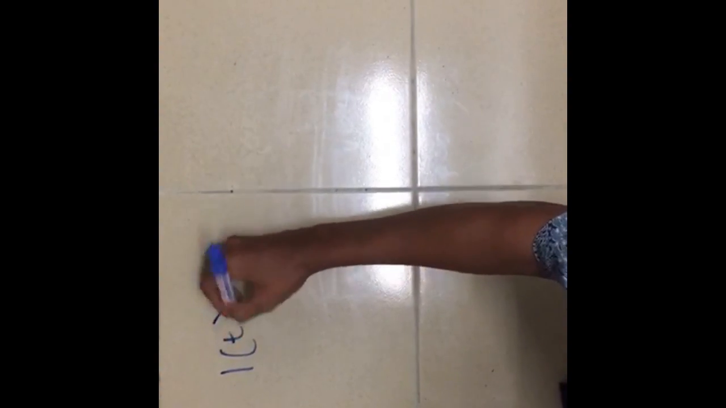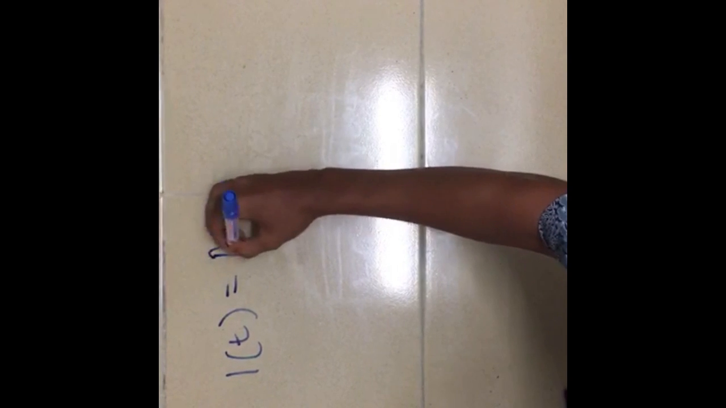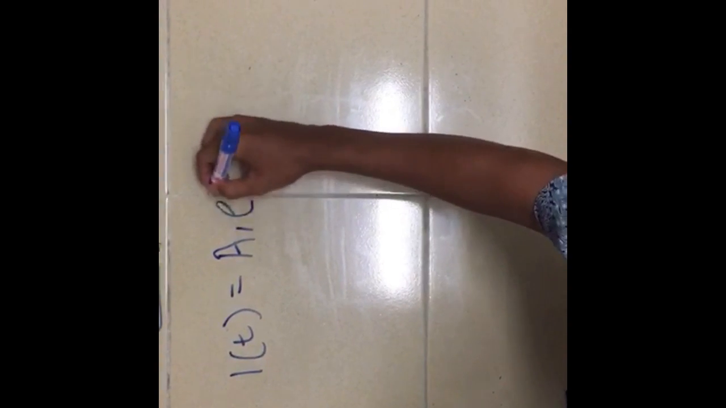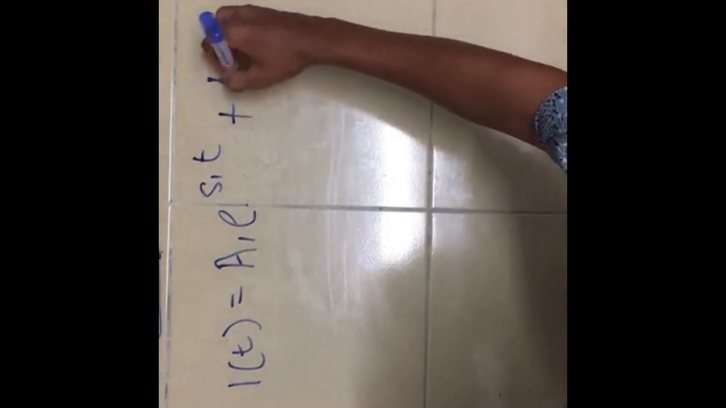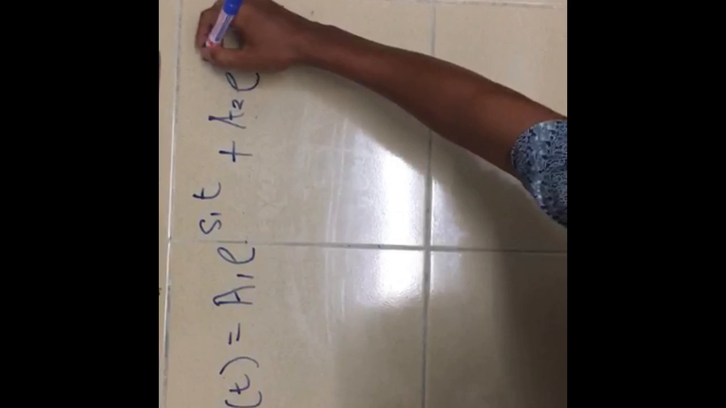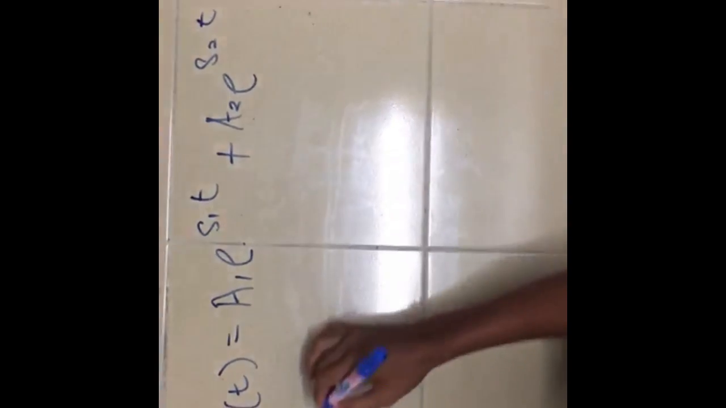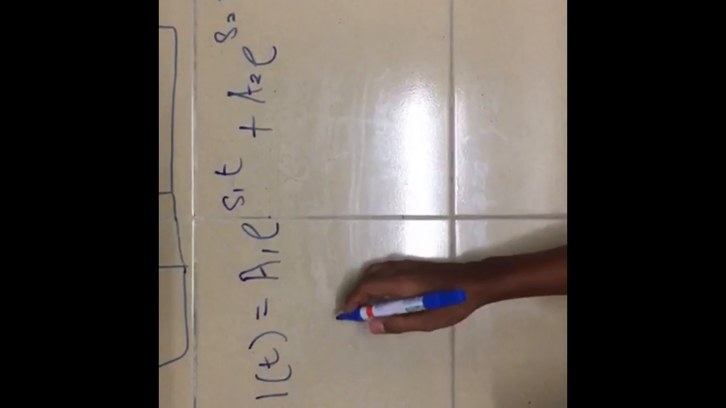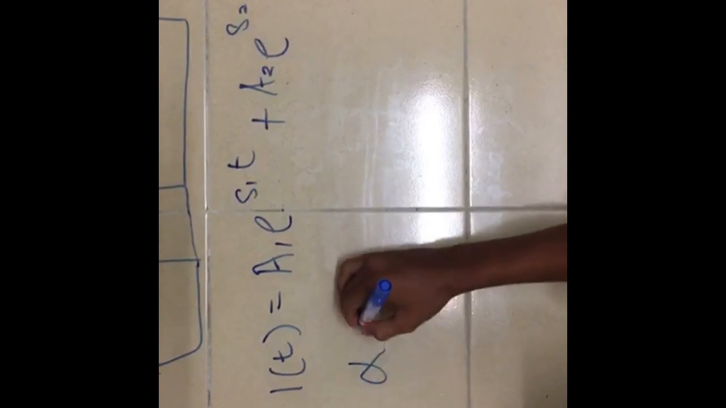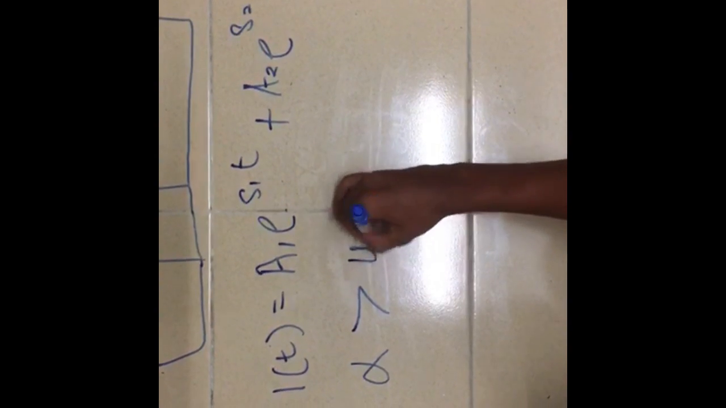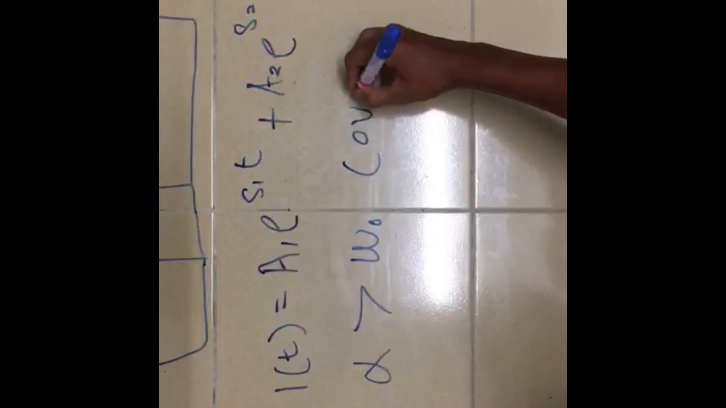Okay, next we write the formula related to the question based on the state. So we use this formula because we know it is overdamped: A1 e^(S1 t) plus A2 e^(S2 t). How do we know this state is overdamped? Because the value of alpha is greater than omega. This is overdamped.